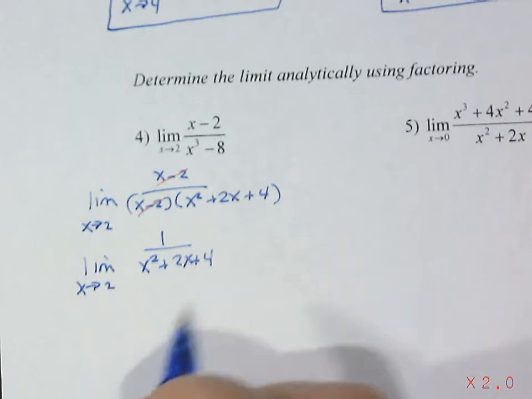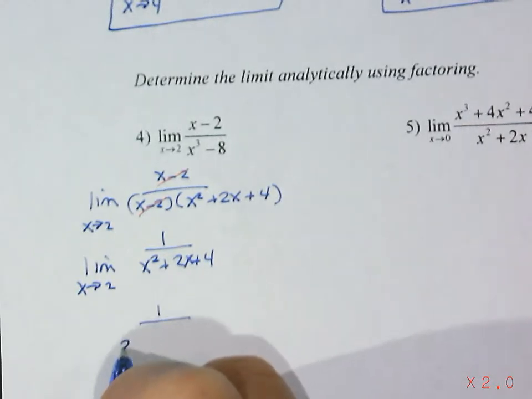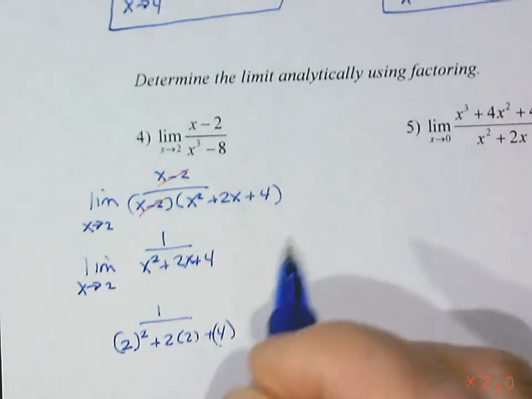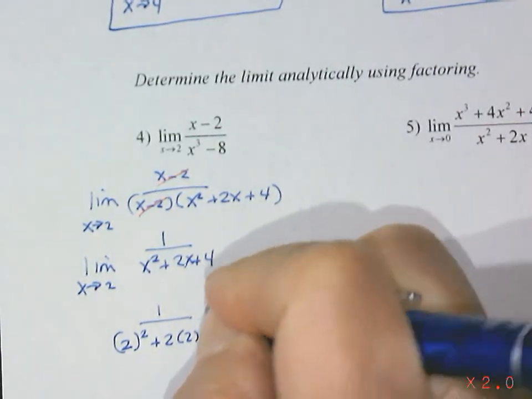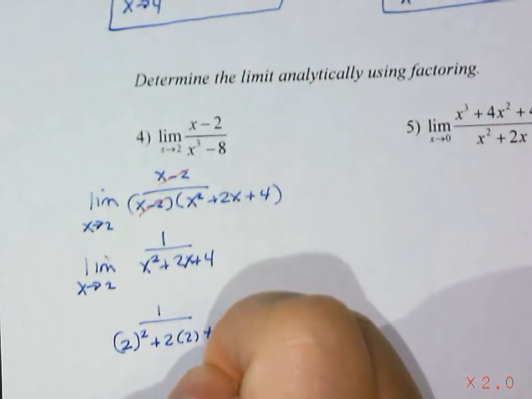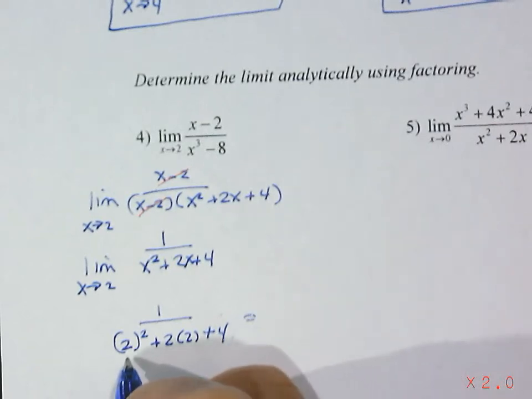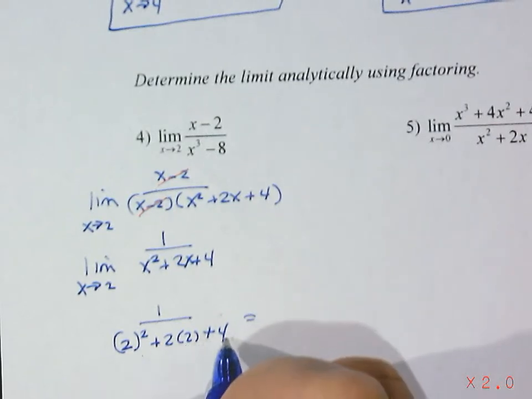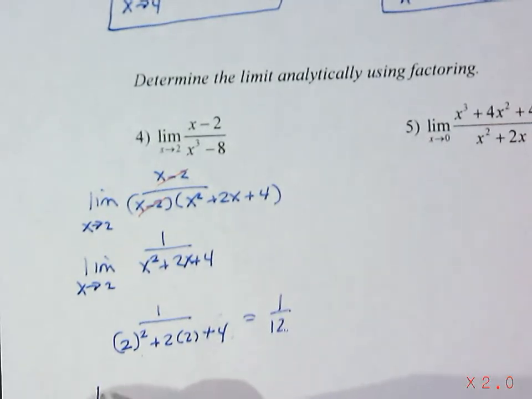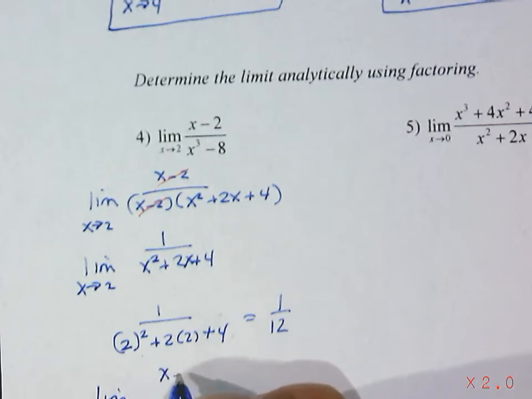Now I can use direct substitution. So I'd have a 2 in for x. Actually, I don't need parentheses around there. Let's get rid of that. This is 4, this is 4, this is 4. 4 plus 4 plus 4 is going to be 12, so this would be equal to 1/12. So the limit as x approaches 2 of x minus 2 over x cubed minus 8 is going to equal 1/12.